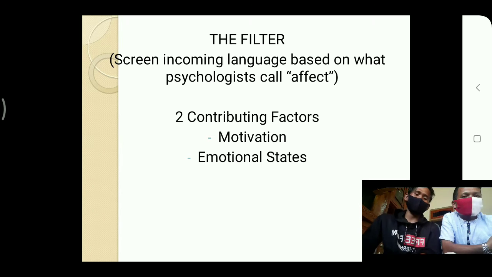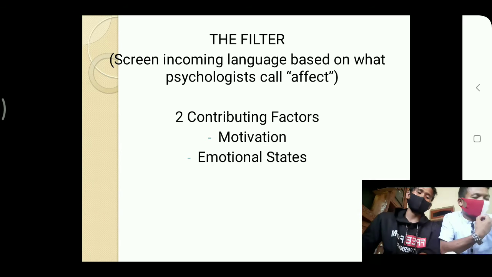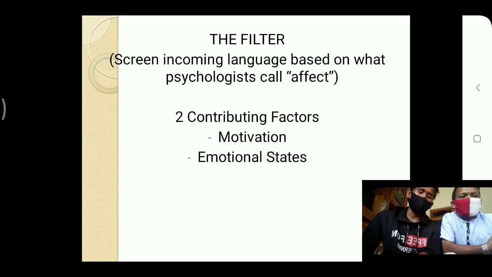The filter is the part of the internal processing system that subconsciously screens incoming language based on what psychologists call affect: the learner's motivation, attitude, and emotional state. In the filter there are two kinds. The first is motivation, and the second is emotional state.